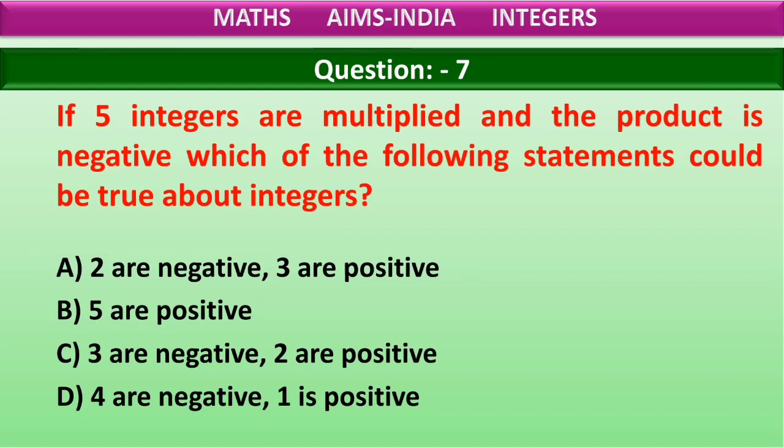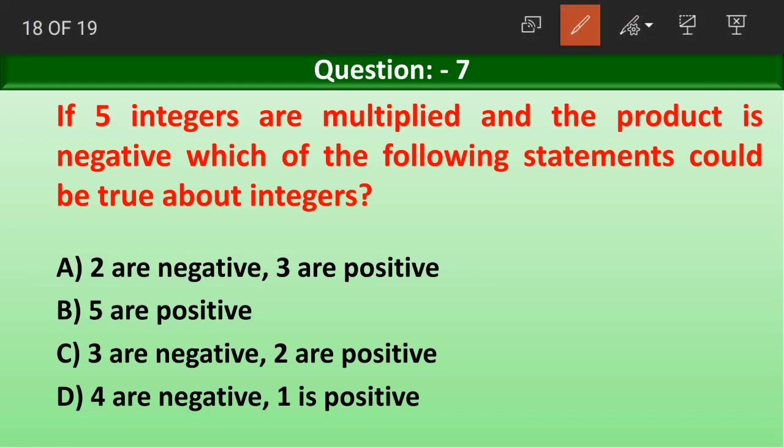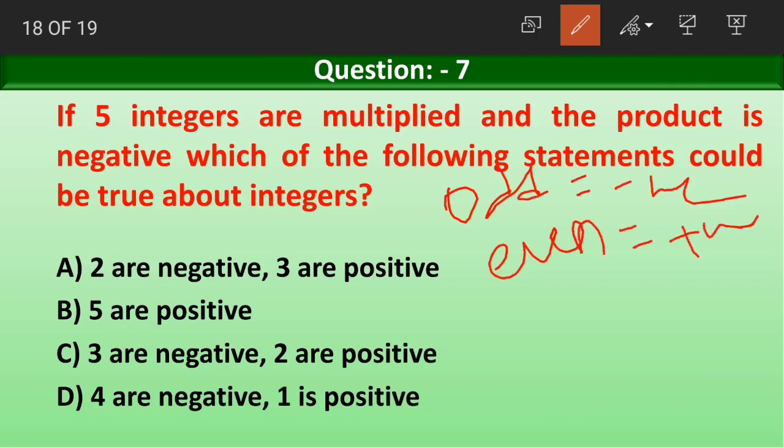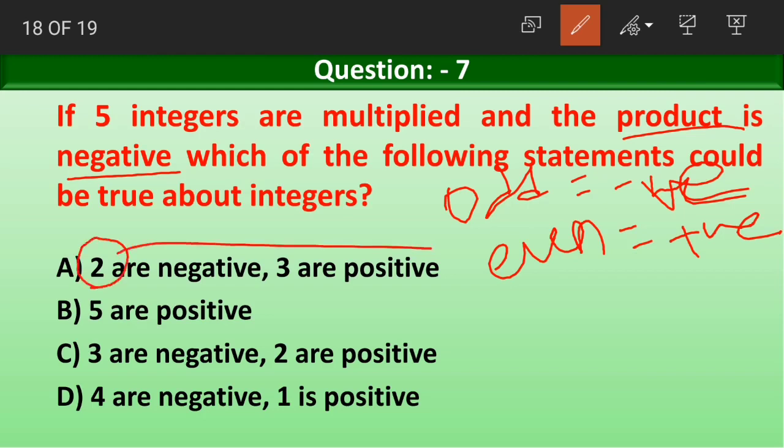Remember what I told you about multiplying many integers. If the number of negative integers in a given multiplication is odd, then the result will have a negative sign. If the number of negative integers is even, then the result will have a positive sign. Here they are saying that the product of multiplication is negative. Now look at the number of negative integers in the given options. Option A has 2 negative integers. 2 is an even number, so the result will be positive and this is the wrong answer.